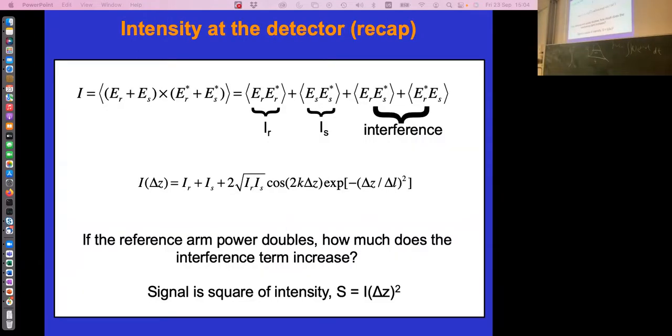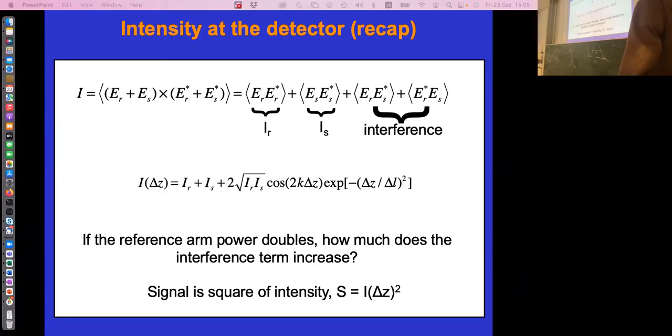Okay, so when we go on, how do we process this information? Like I said, I have the intensity, which is the reference and sample arm field together, multiplied with its complex conjugate. I get the reference background, the sample background, and the interference term. My intensity as a function of path length difference is given by this expression here. The E fields are now replaced by the square root of the reference arm intensity and the sample arm intensity, a cosine modulation, and that Gaussian function that gives you the actual resolution.